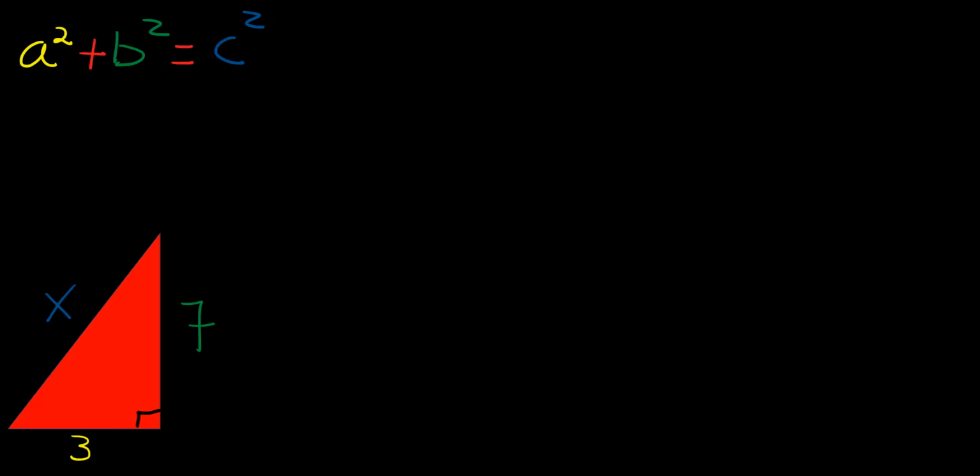So now we say 3 squared plus our b squared, which is going to be 7 squared, and this is going to be equal to x squared. So 3 squared is going to be 9, and we're going to add that to 7 squared, which is going to be 49, and this is going to be equal to x squared. So 9 plus 49 is just going to be 58. So I'm just going to say 58 is going to equal our x squared.